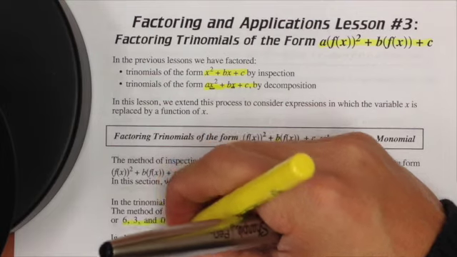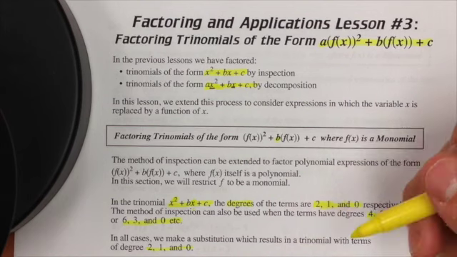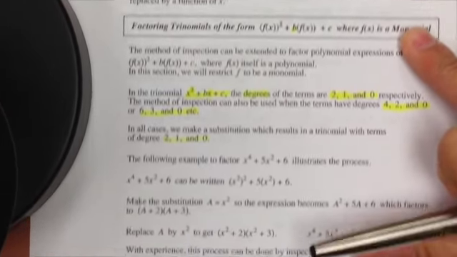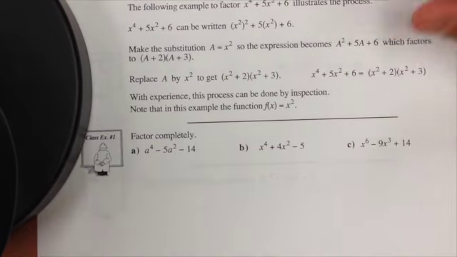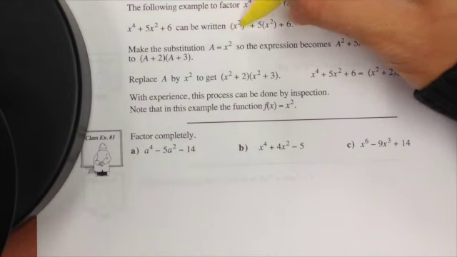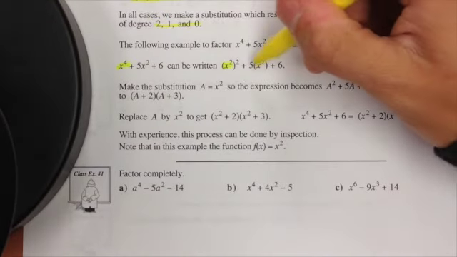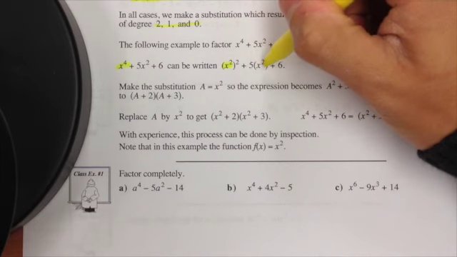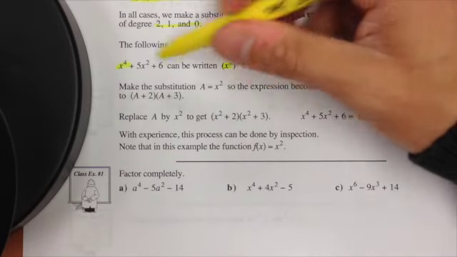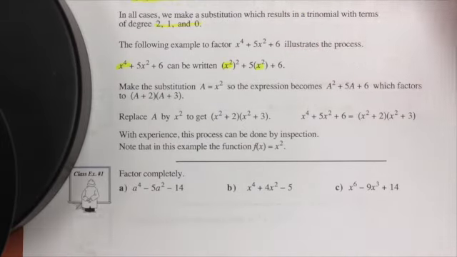So in all cases, we're going to have to substitute in order to make this trinomial possess the degrees 2, 1, and 0. So if we look at this example here, to factor x to the 4th plus 5x squared plus 6, it can be rewritten as x squared squared, since x squared squared is x to the power of 4. And 5 times x squared is 5x squared. And then nothing on the 6 because that again has just a 0, no x.